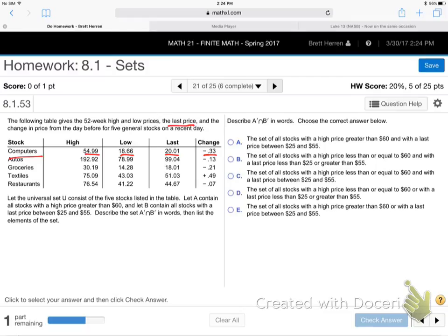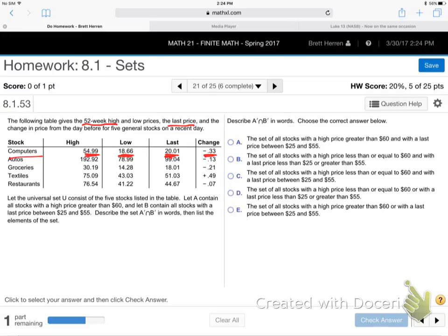Oh, and it's the 52-week. It's the year high. So when we say the high and the low, that's the highest computers has been all year, and that's the lowest computers has been all year, the last 52 weeks. This is what it was yesterday, and this is the change till today.